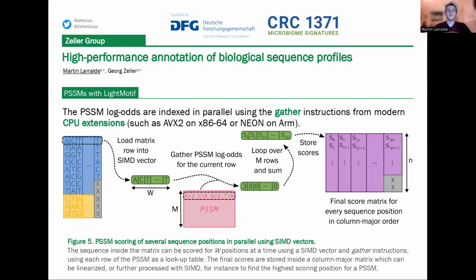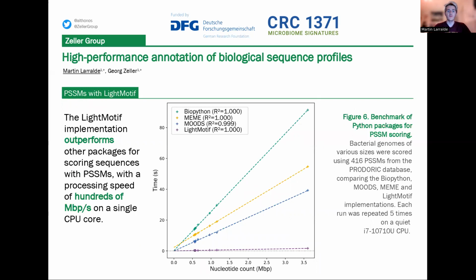We can then use fast CPU extensions such as AVX2 or Neon to quickly scan the positions of every row of the matrix in parallel, allowing up to 32 columns to be processed at the same time in AVX2 or 16 columns in Neon. This greatly improves performance and allows us to compute the scores for the entire sequence given a PSSM in a much shorter time.